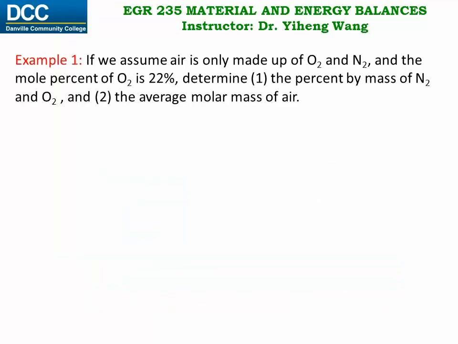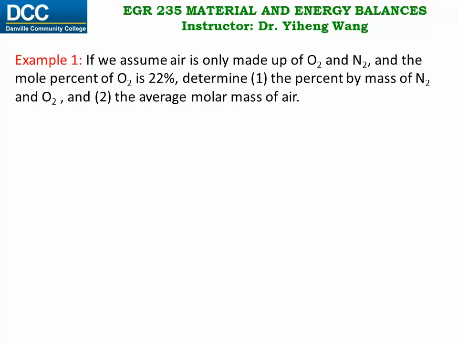Let's look at this example problem. If we assume that air is only made up of oxygen and nitrogen, and the mole percent of oxygen is 22%, and as you know, in reality that is not the case, we need to determine, first, the percent by mass of nitrogen and oxygen, and secondly, the average molar mass of air.